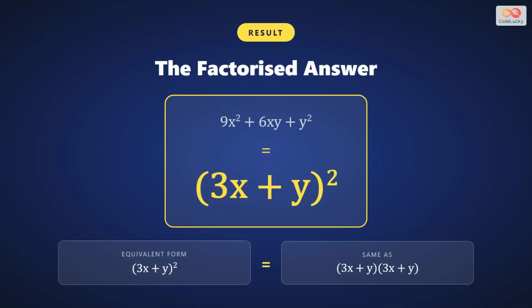And there we have our final answer. The expression 9x squared plus 6xy plus y squared, when factorized, becomes 3x plus y whole squared. This can also be written as 3x plus y multiplied by 3x plus y. Both forms represent the same factorized expression.